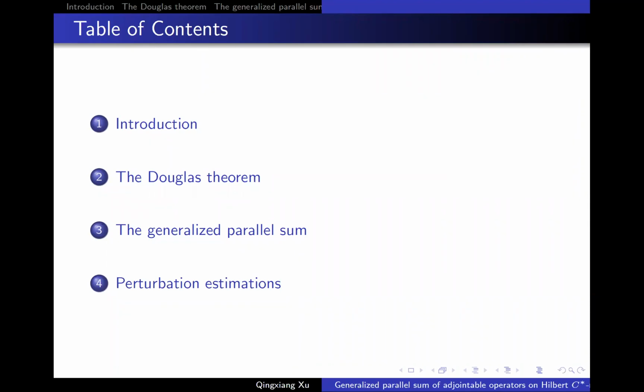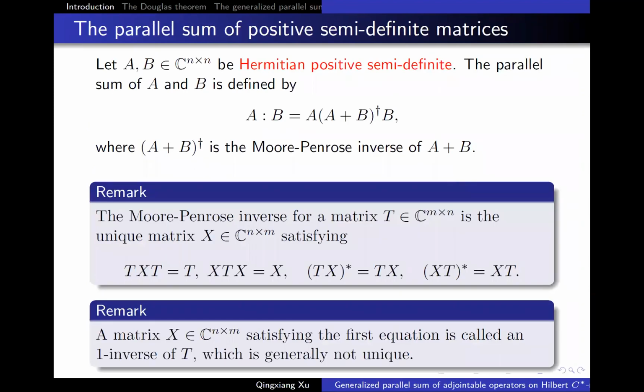The first section is the parallel sum of positive semi-definite matrices. Suppose A, B are Hermitian positive semi-definite. For simplicity, in the talk below, I just say that A, B are positive.